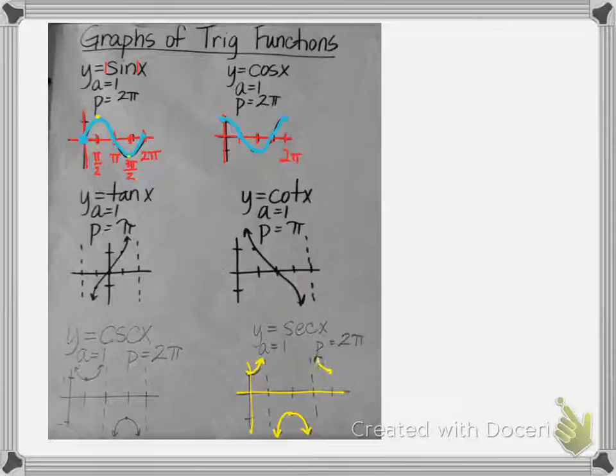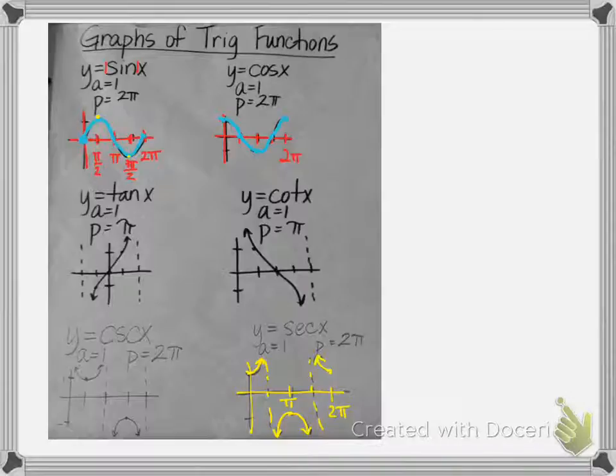Significant points that we're looking for on this one. Of course, this is going to be 2 pi, and that's going to be pi. So we have points of reference now, and we know that our asymptotes are at pi halves and at 3 pi halves.